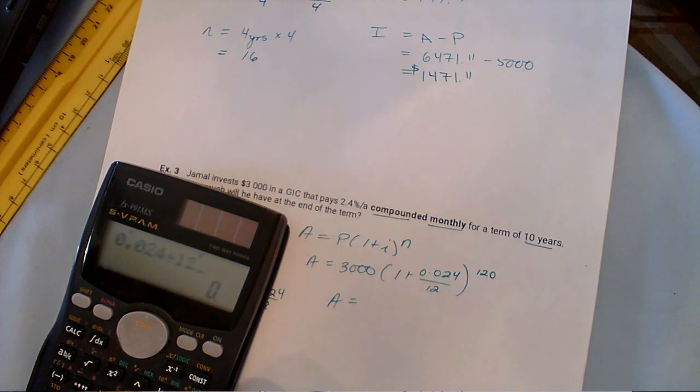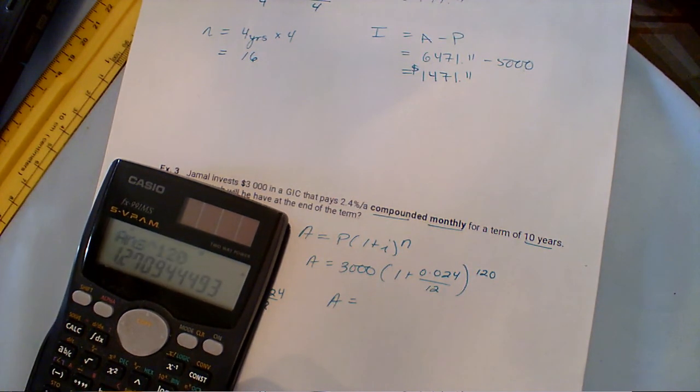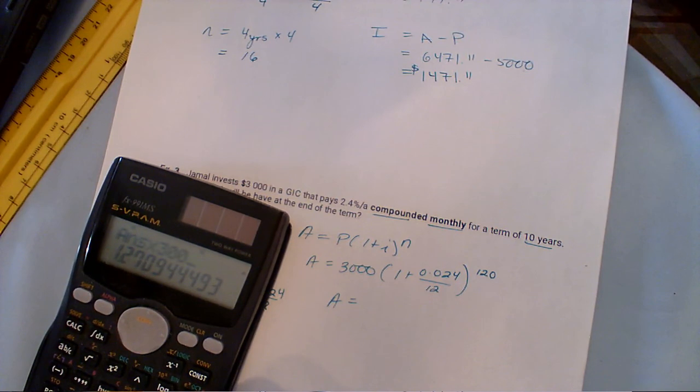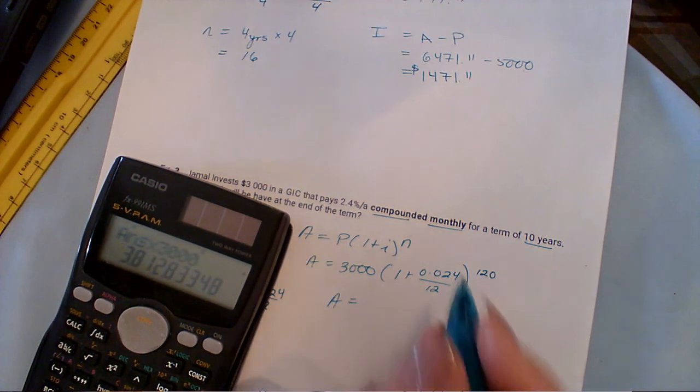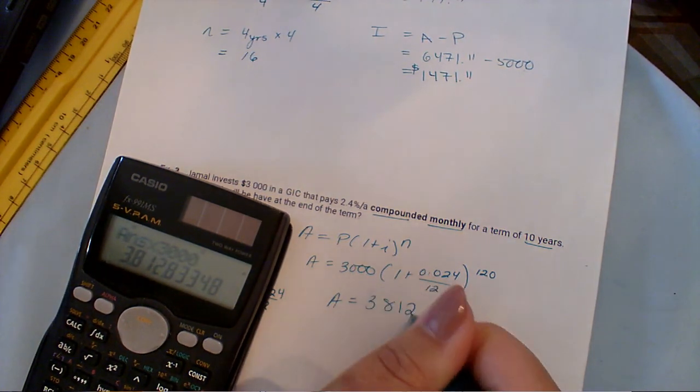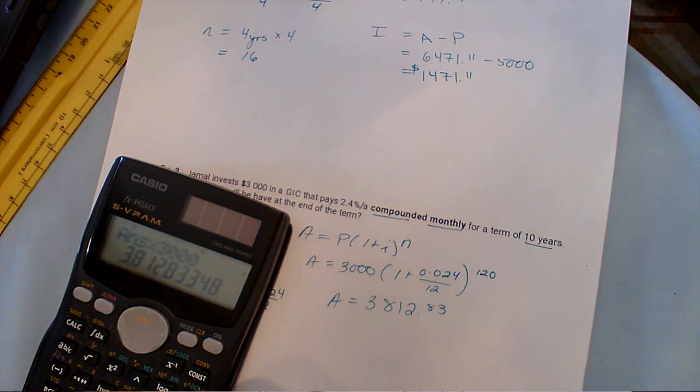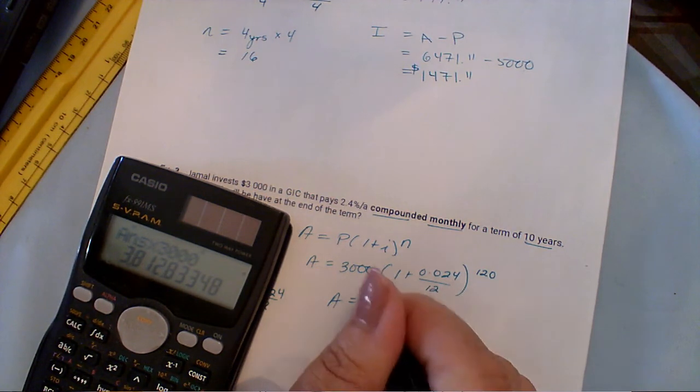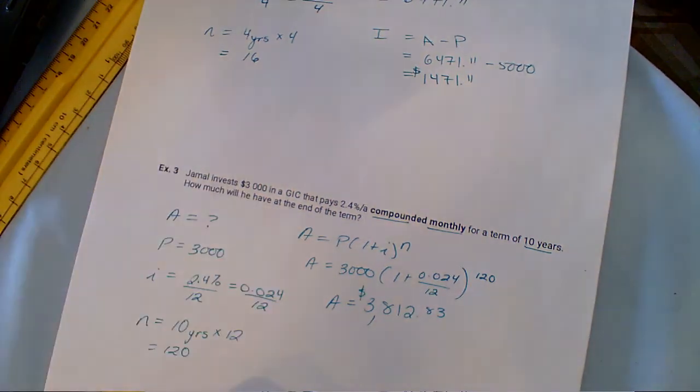0.024 divided by 12. So 0.002 is what we have here. Add 1. Exponent 120 times 3,000. $3,812.83. Look at that final amount.